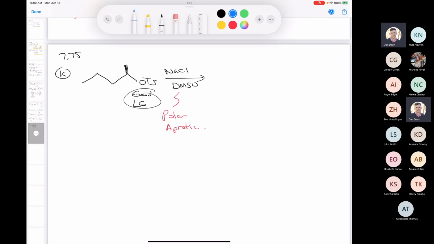And remember that chloride is a strong nucleophile, but it's a weak base. So we're not going to get any elimination here. We're only going to get SN2. And that's the only thing that we're going to see, inversion of configuration, and we replace the tosylate for a chloride. So SN2 only in this specific case.